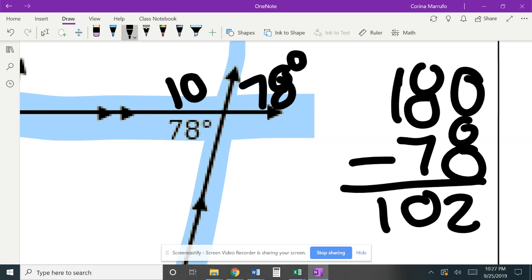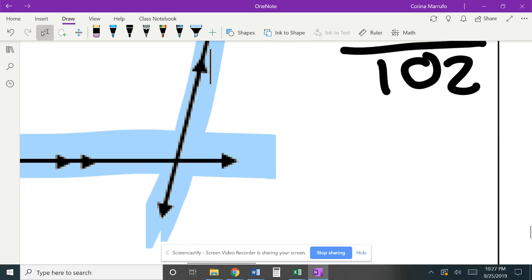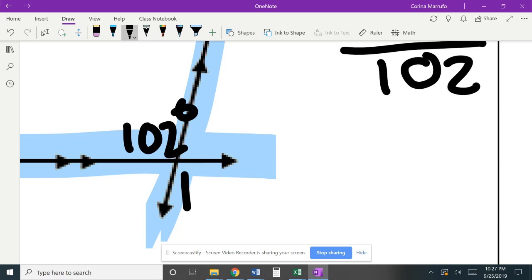So that means this one is 102, and this one is 102. And so these four angles translate down here because they are corresponding. So we go 102, 102, 102, and then these ones are 78.